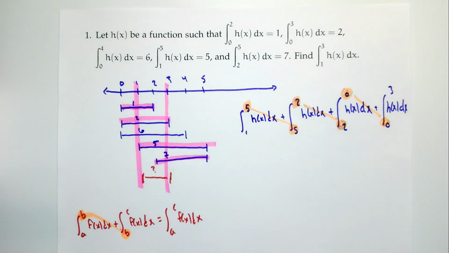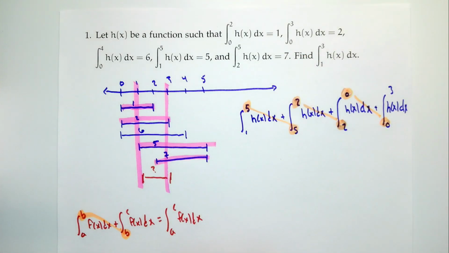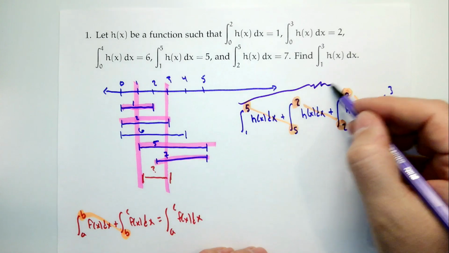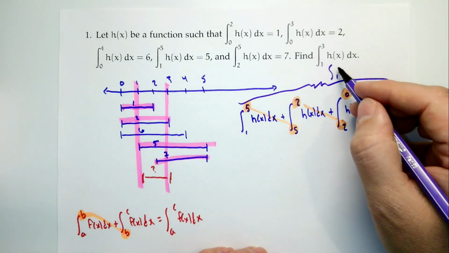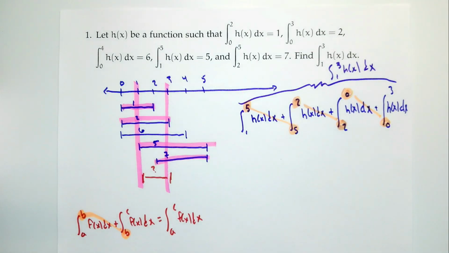And therefore, the integral from 1 to 5 plus 5 to 2 plus 2 to 0 plus 0 to 3, this integral is the integral that we want. So this is equal to, I'll put it up here, the integral from 1 to 3 of h of x dx. Good. Now, we're not done yet, because we have to say, okay, so what are these?